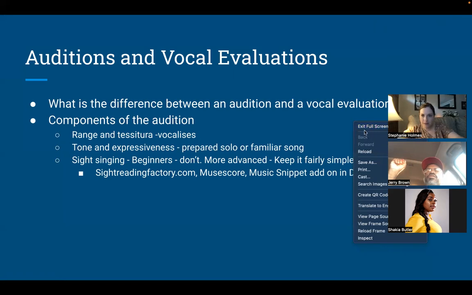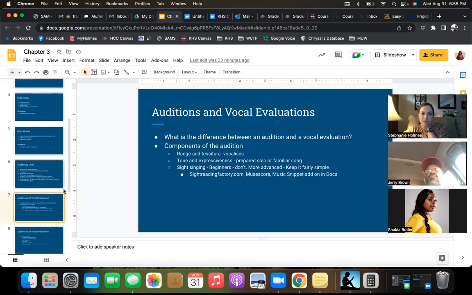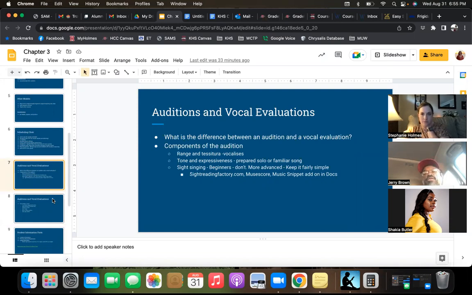Let me ask you this: tone, expressiveness, sight singing, range test too. What should an audition include? I'm just asking if that's a part of your auditioning process, where you can check to see if they are beginners, to see where they are in terms of their aural skills. Is that something that you do?